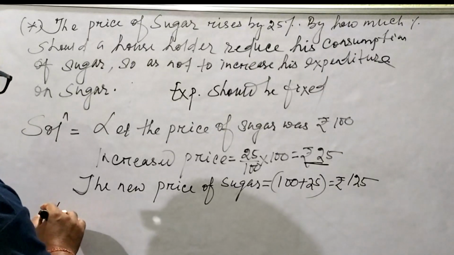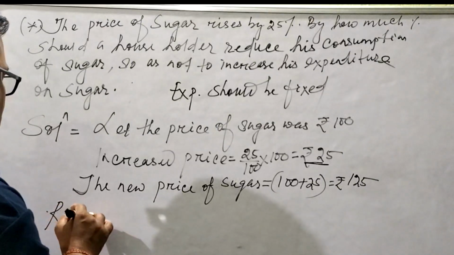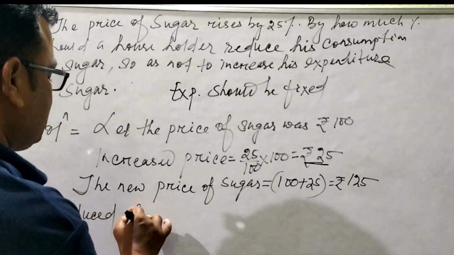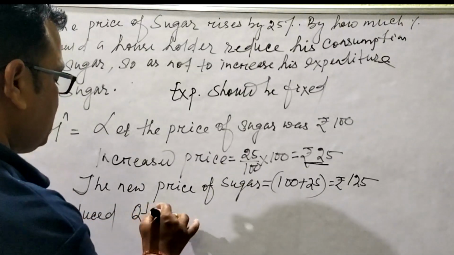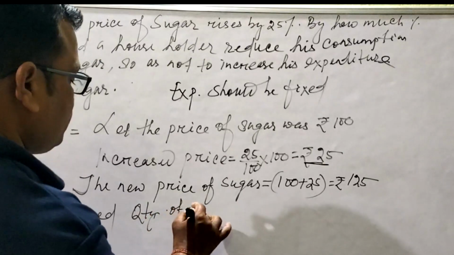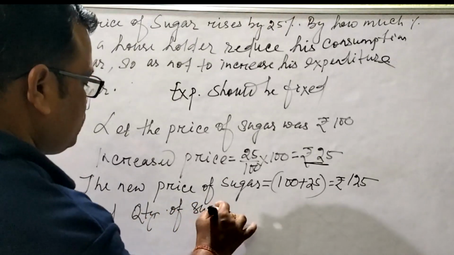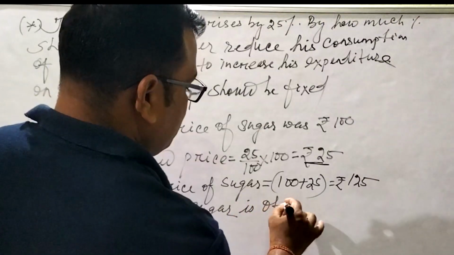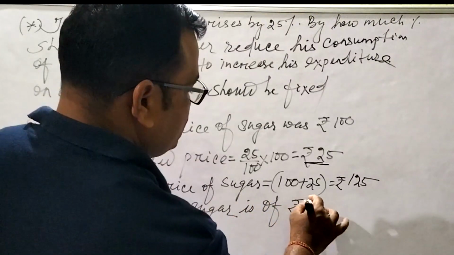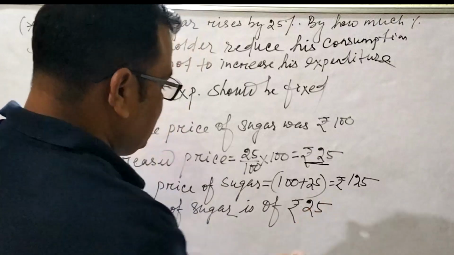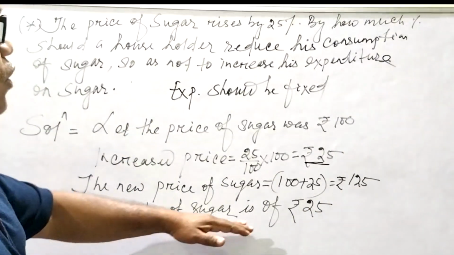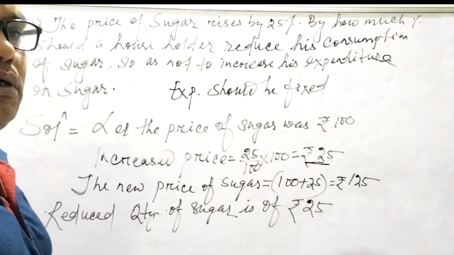Write down, reduced quantity of sugar is of rupees 25. This is the trick. That means the reduced quantity of sugar would be of rupees 25.